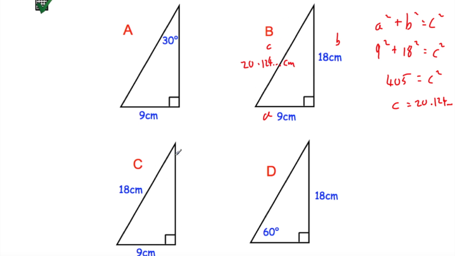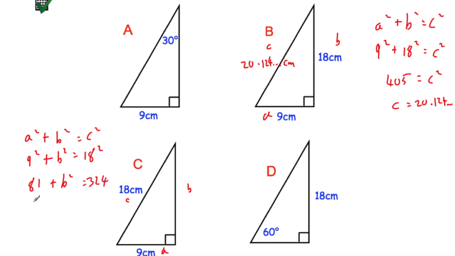Let's have a look at C and work out the length of this missing side. So this is the hypotenuse, that's the longer side, so that's C. This would be A and this would be B. And then we'll use Pythagoras' theorem again, that A squared plus B squared equals C squared. So we've got 9 squared plus B squared equals C squared, which is 18 squared. So let's square that and get 81 plus B squared equals 324. And then if we take away 81 from both sides, we'll get that B squared equals 243. And then if we square root that, we're going to get an answer of 9 root 3, or 15.588, and so on centimeters. Okay, so that's fantastic. We've got the lengths of those sides.